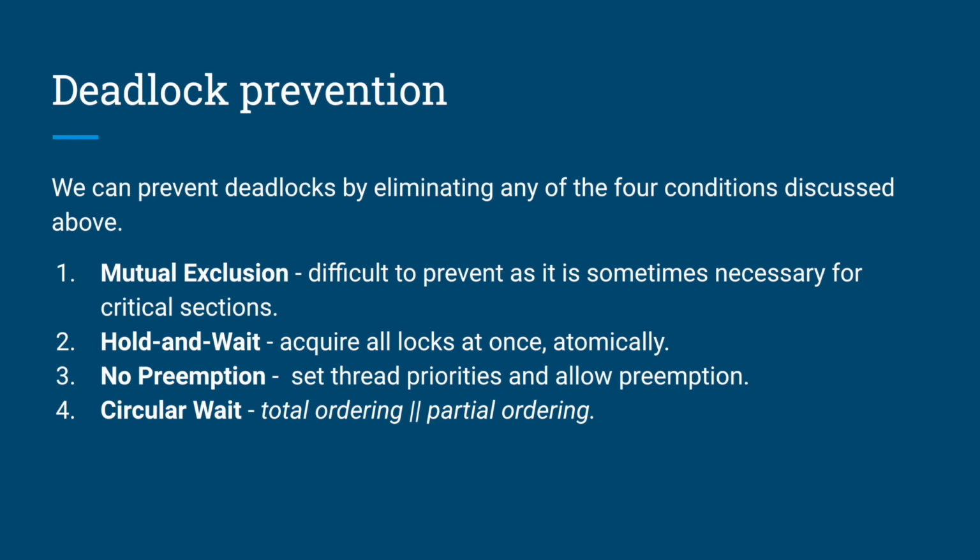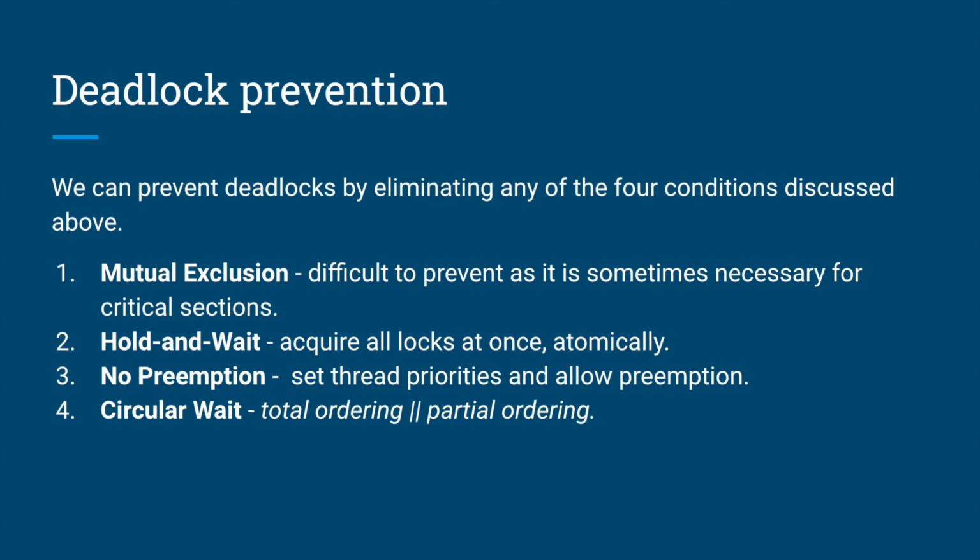Preventing mutual exclusion is a bit difficult because the whole point of mutual exclusion is to prevent multiple threads from accessing critical sections due to shared variables. So that might be a bit difficult. However, we can prevent hold and wait by acquiring all of the locks all at once atomically and executing the code and unlocking all of them all at once.